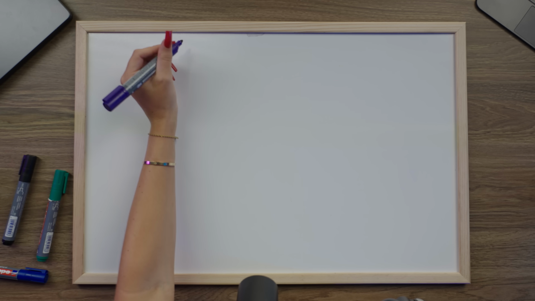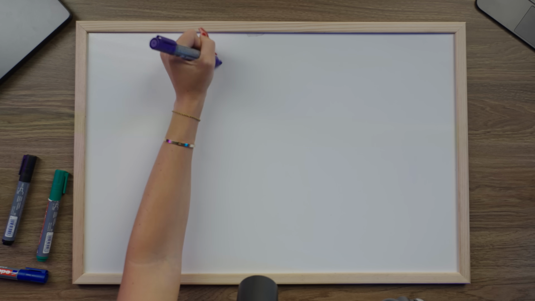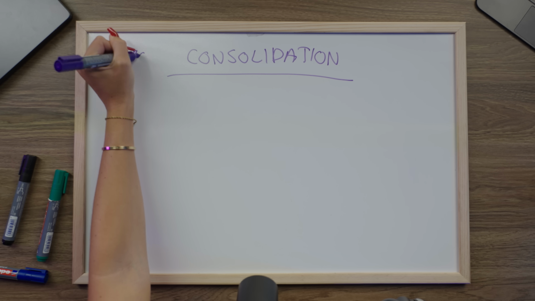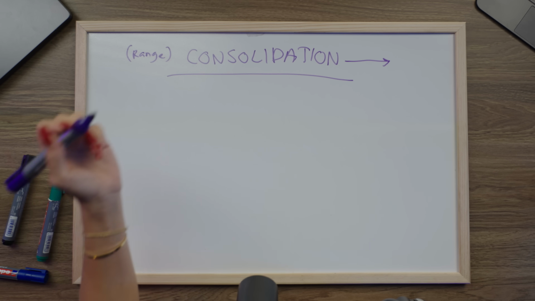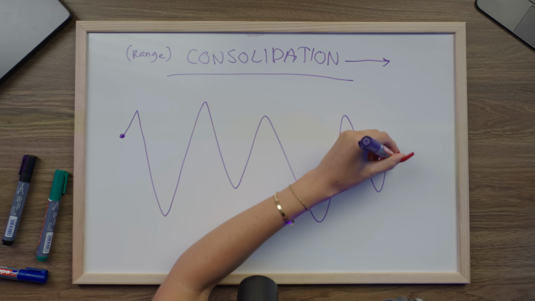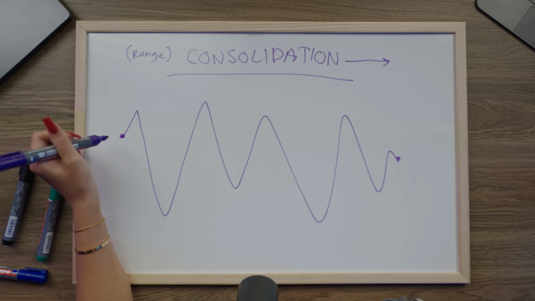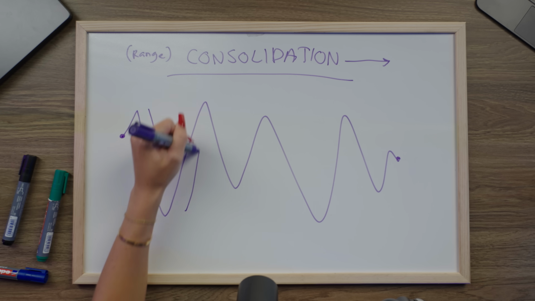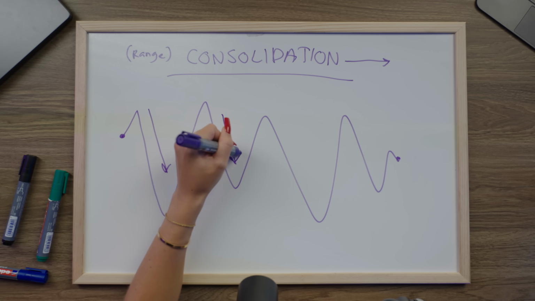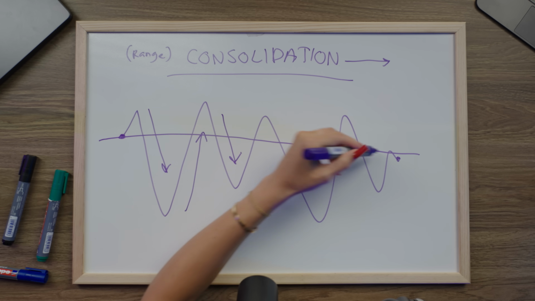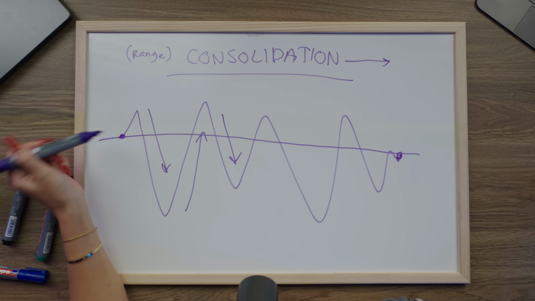Now let's go over the third direction, which is called consolidation. This is a direction that not many new traders understand. This can also be called a range, and essentially just means sideways movement here. So when we're looking at price from left to right, and we haven't made any progress or any direction, we are in consolidation. There are many moments where the price has gone down, the price has gone up, the price has gone down, but overall, we have made no progress. It's still at the same point here. This is consolidation.